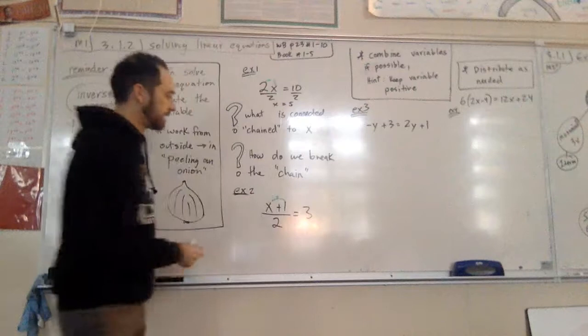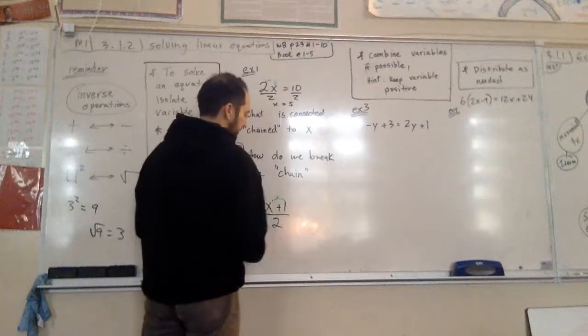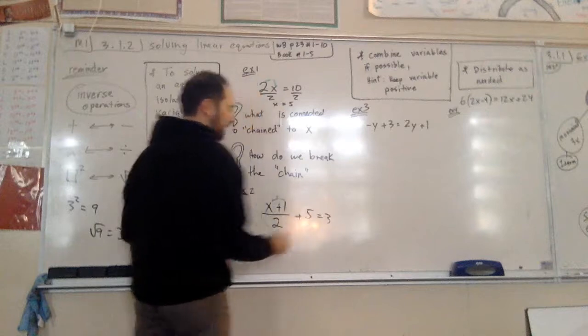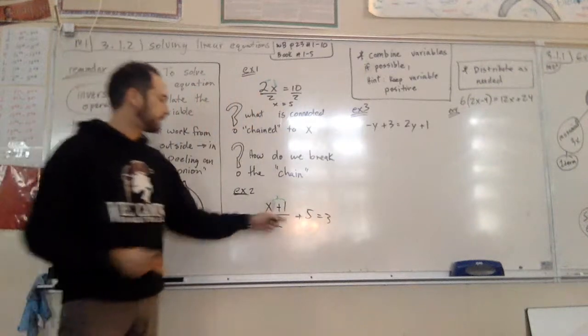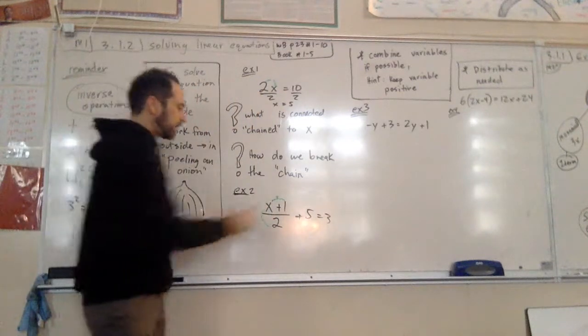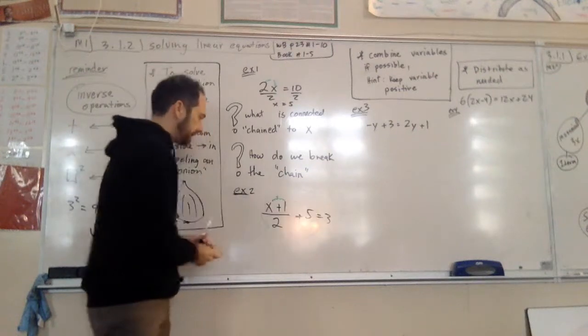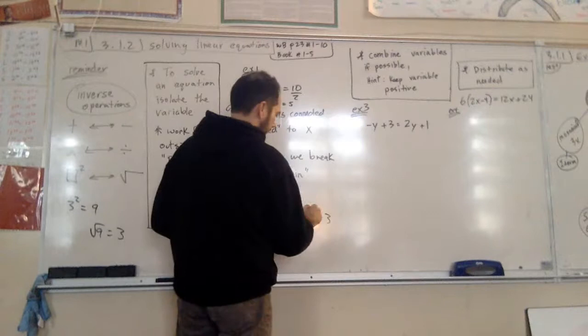What if it was x plus 1 divided by 2 plus 5? What would I go after then? The 5, because it's further away. This is all combined in one term. This is a whole other term, so I would go after that 5 first. But that's not what we have. We have this.